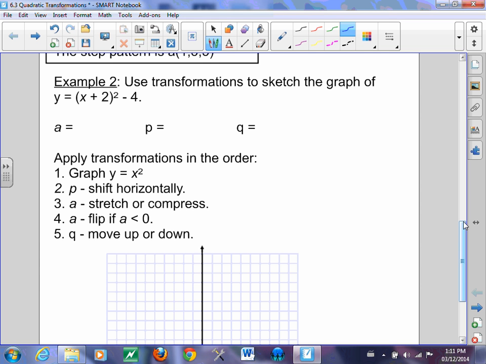Now we're going to take a look at example 2. Use the transformations to sketch the graph of, and notice it's in vertex form, folks. So based on vertex form, A is what value? It's the value out front, so A equals 1.